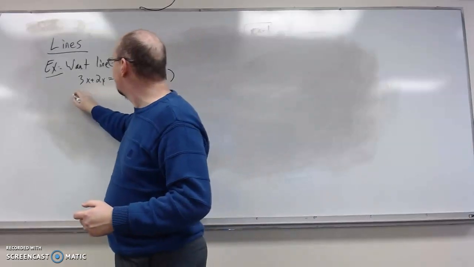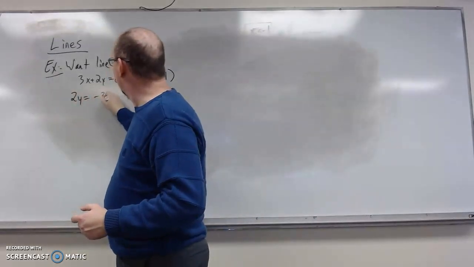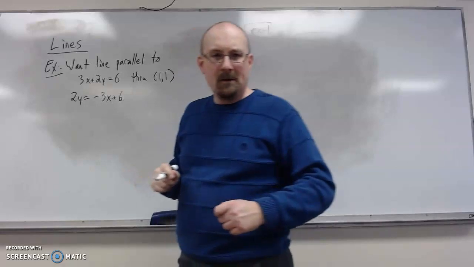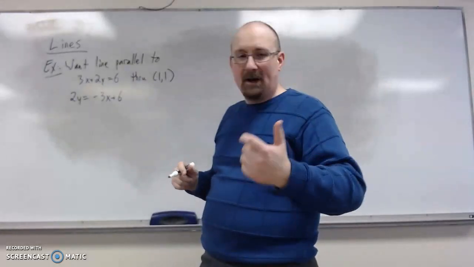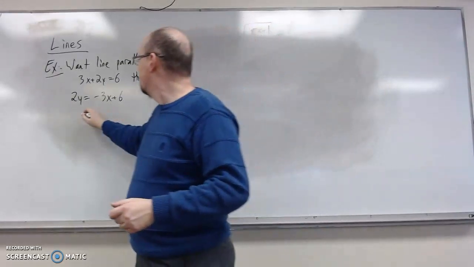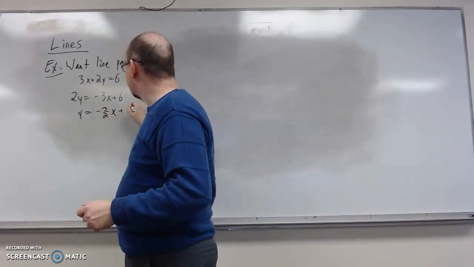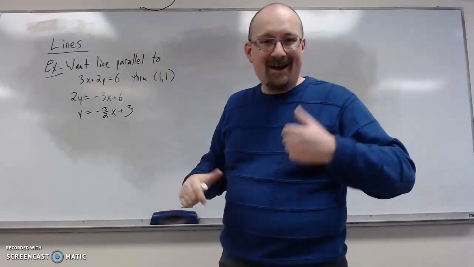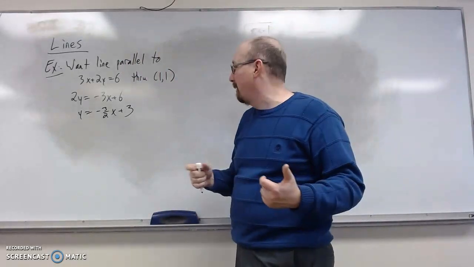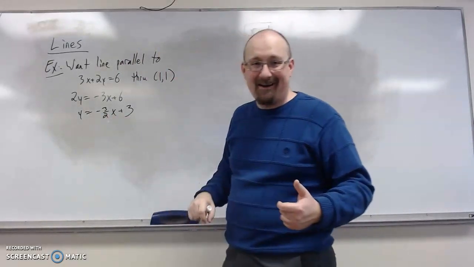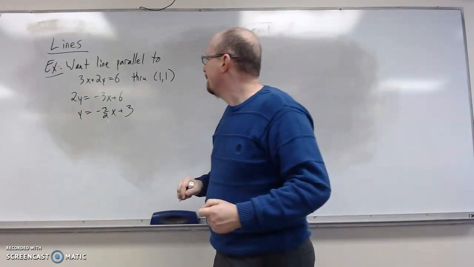Subtract over the 3x. 2y equals negative 3x plus 6. From here, divide both sides by 2. y equals negative 3 halves x plus, 6 divided by 2 is 3. Not that that part really matters for our purposes, because the thing we really need is that guy right there. That's the slope we're after.